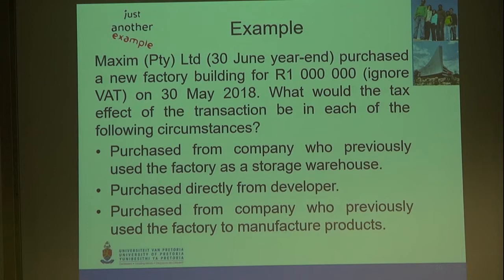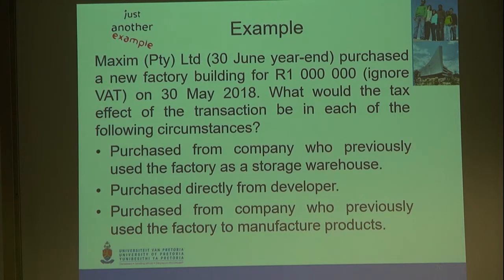Yes, I can claim it. It was purchased from a company, so second hand, who previously used the factory to manufacture products. Yes. Okay, so the bottom 2, I would be able to claim it. And our calculation would be very simple. No apportionment. Remember, 11E is the only one that apportions.